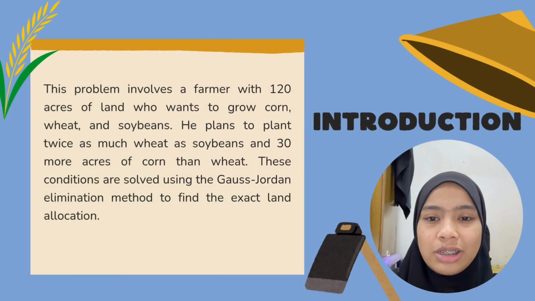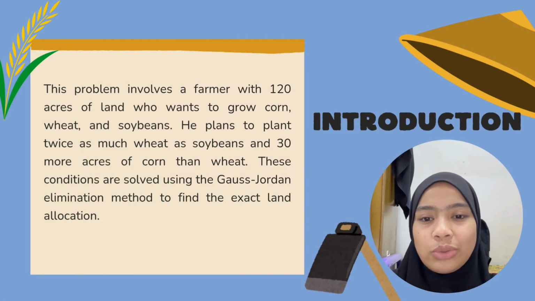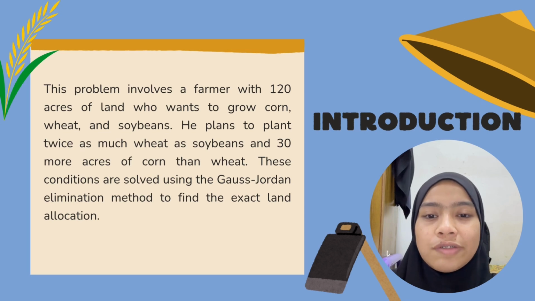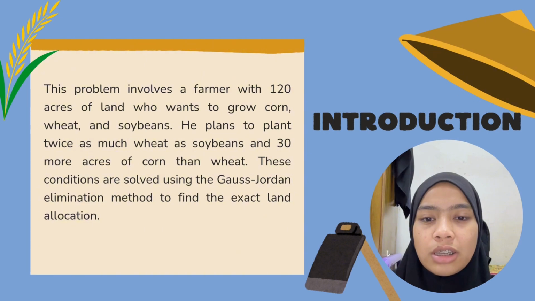Let me explain the situation given in question 2. This problem involves a farmer with 120 acres of land who wants to grow corn, wheat, and soybeans. He plans to plant twice as much wheat as soybeans and 30 more acres of corn than wheat. These conditions are solved using the Gauss-Jordan elimination method to find the exact land allocation.